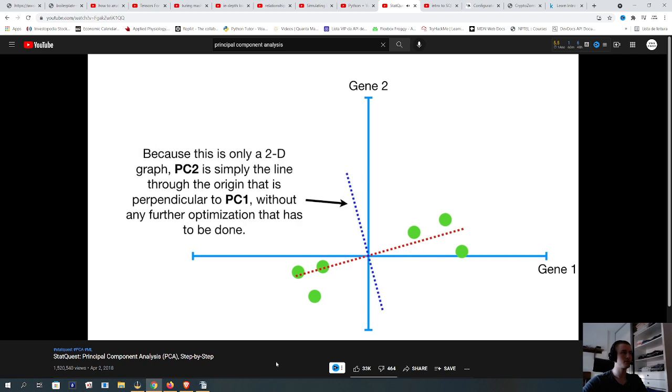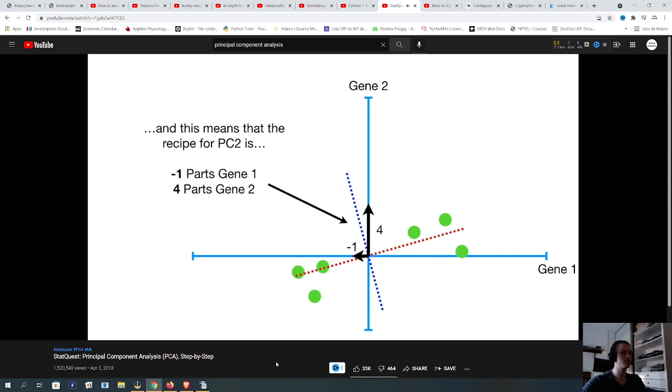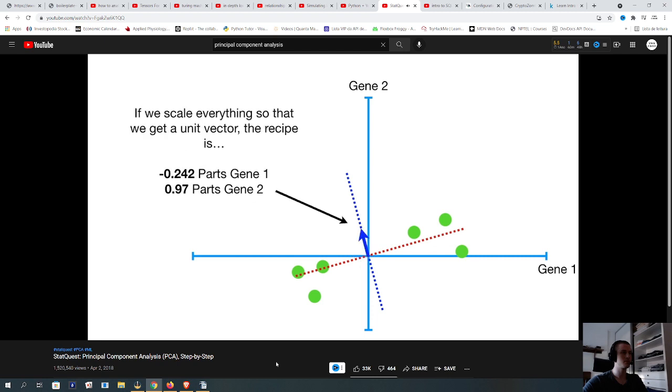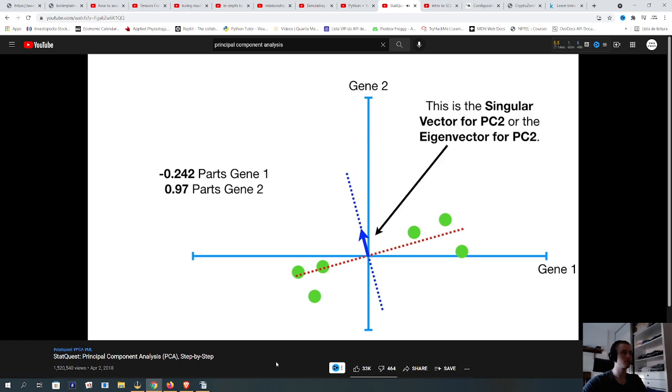Because this is only a 2-dimensional graph, PC2 is simply the line through the origin that is perpendicular to PC1, without any further optimization that has to be done. And this means that the recipe for PC2 is -1 parts gene 1 to 4 parts gene 2. If we scale everything so that we get a unit vector, the recipe is -0.242 parts gene 1 and 0.97 parts gene 2. This is the singular vector for PC2, or the eigenvector for PC2. These are the loading scores for PC2.